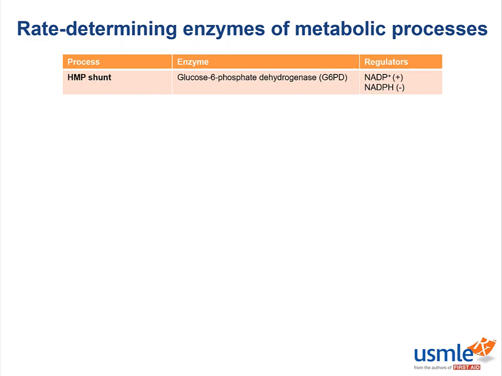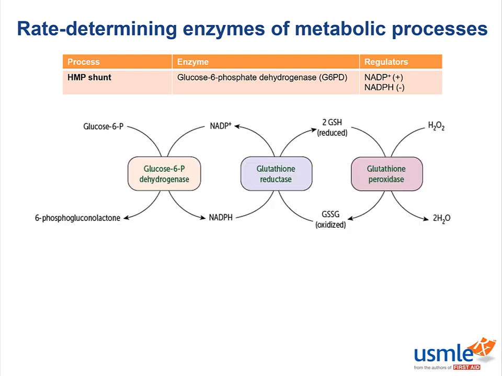Let's talk about one more, the hexose monophosphate or HMP shunt, also called the pentose phosphate pathway, which parallels glycolysis to create NADPH and products for nucleotide, nucleic acid, and amino acid synthesis. Its rate-limiting enzyme, as we can see in this diagram as well, is glucose 6-phosphate dehydrogenase, often abbreviated as G6PD.